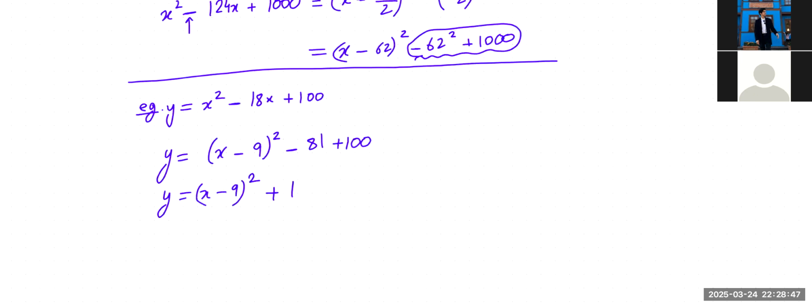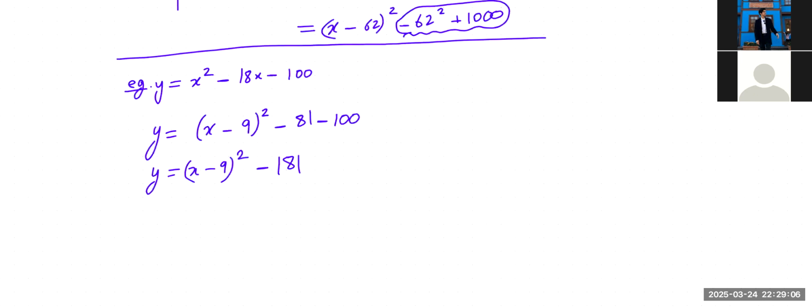I'm actually realizing that I've made a mistake. I shouldn't have done this because this is positive. It's going to give me issues later. So let's make all of this negative, and it's going to give me 181 minus 181.